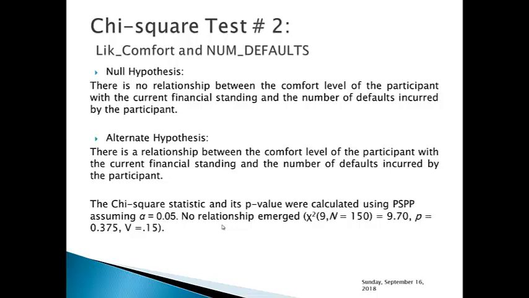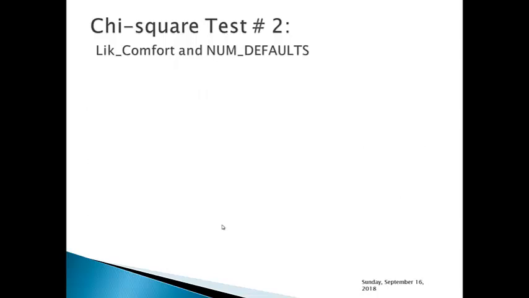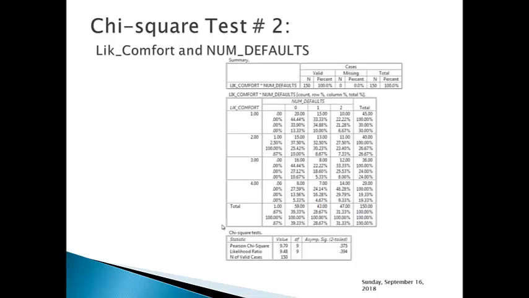The chi-square statistic and its p-value were calculated using PSPP, assuming alpha is equal to 0.05. No relationship emerged in this second test also, with the degree of freedom being 9, the n being equal to 150, and the chi-square test outcome being 9.70. The p-value is 0.375. We proceed to show the graphical presentation of the chi-square test between the life comfort and num_defaults.